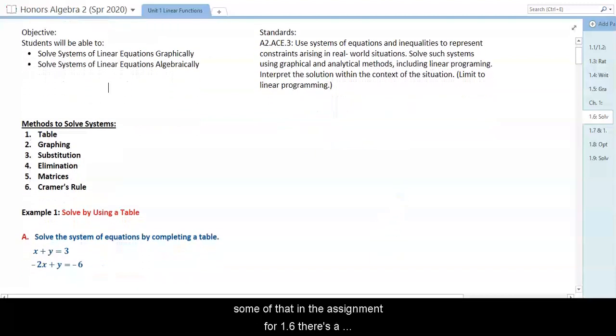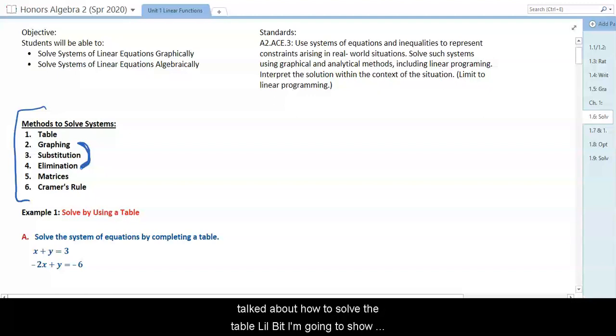I first want to talk about what methods there are to solve systems. You see there's a list of 6 here. The 3 that we talk most about are numbers 2 through 4: graphing, substitution, elimination. That's what we worked on in Algebra 1 for the most part. You might have talked about how to solve with a table a little bit. I'm going to show you one example of that today.